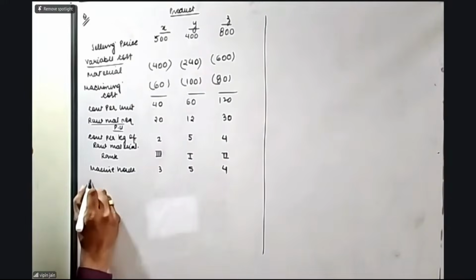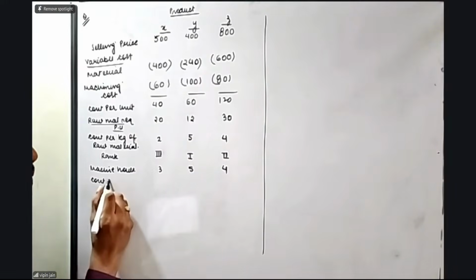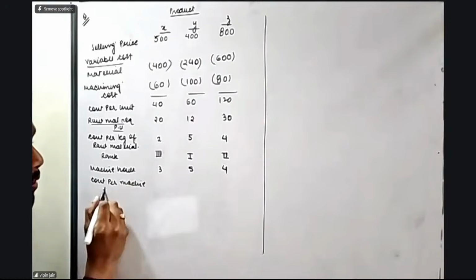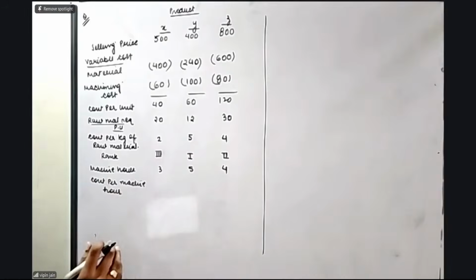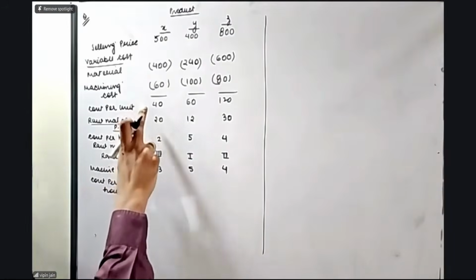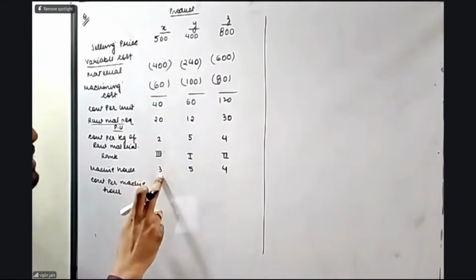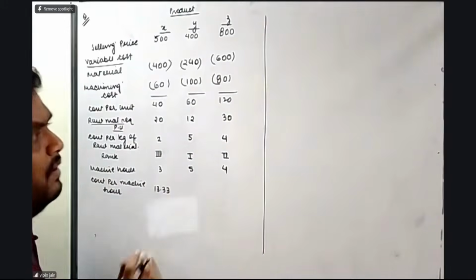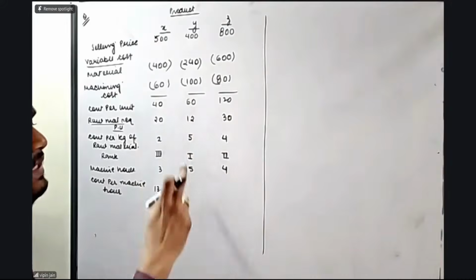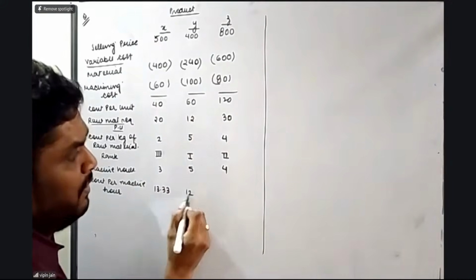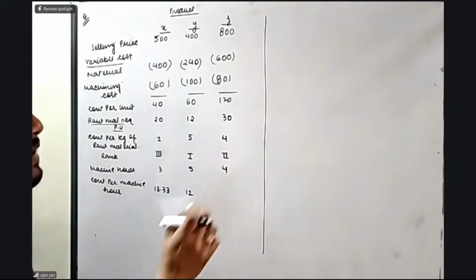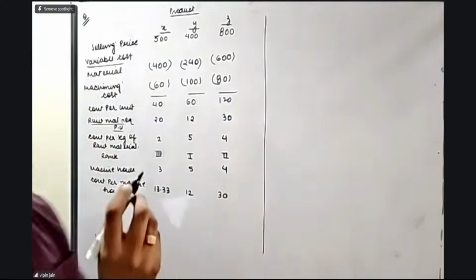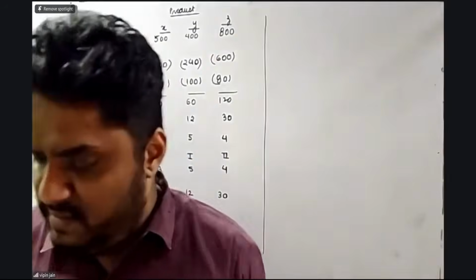We'll calculate contribution per machine hour. 40 is the contribution, machine hours are 3, so this will be 13.33. 60 divided by 5, this will be 12, and 120 divided by 4, this will be 30. Just give me 1 minute, guys.